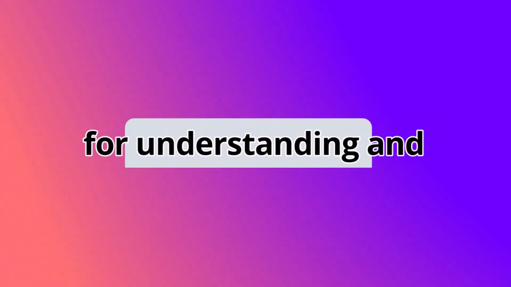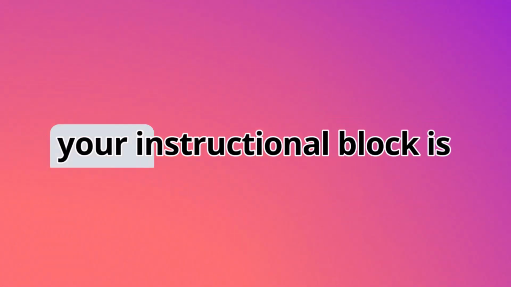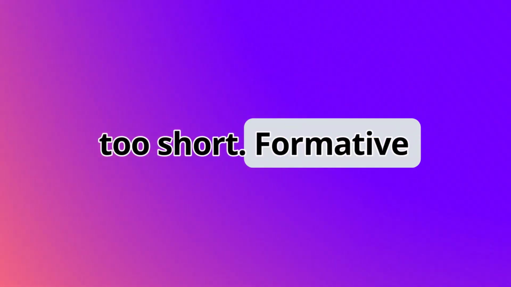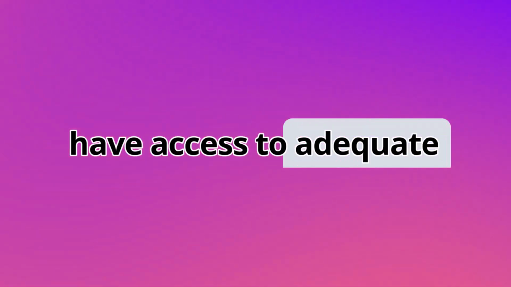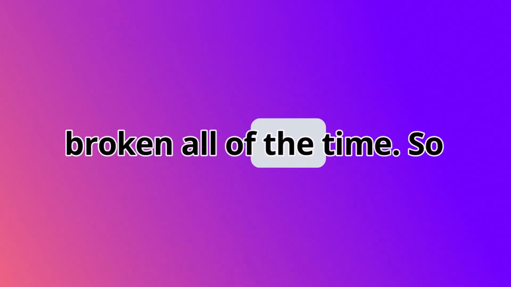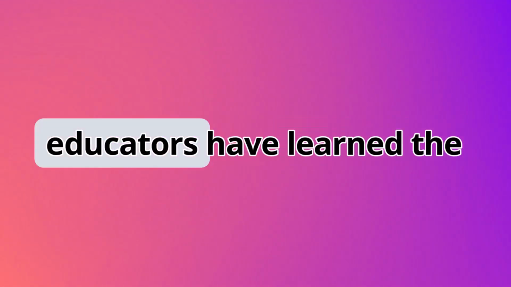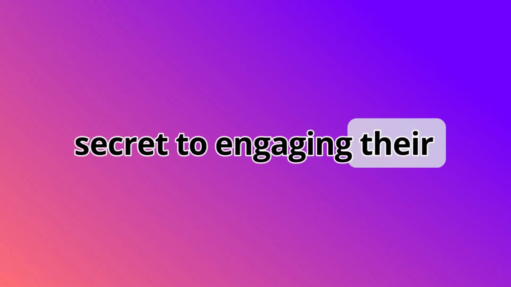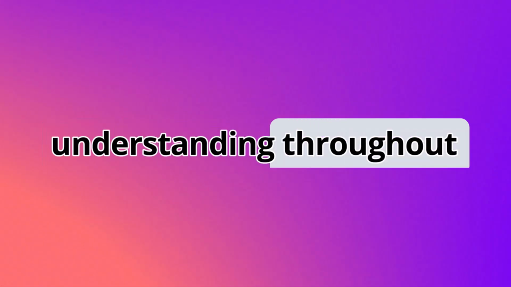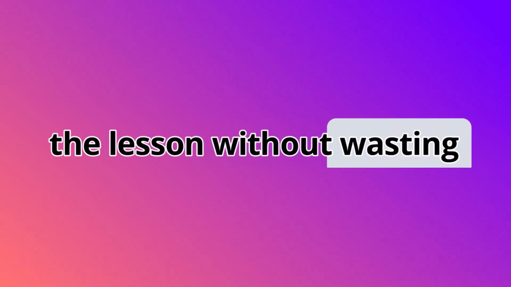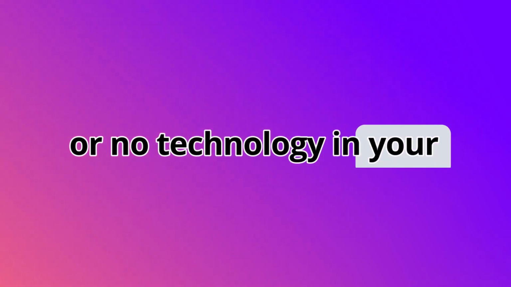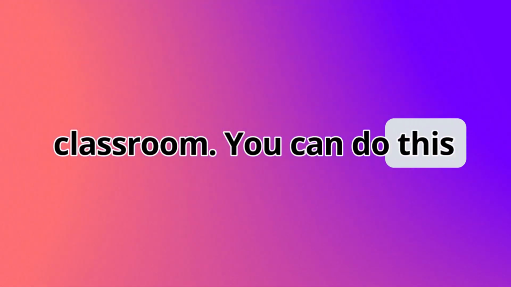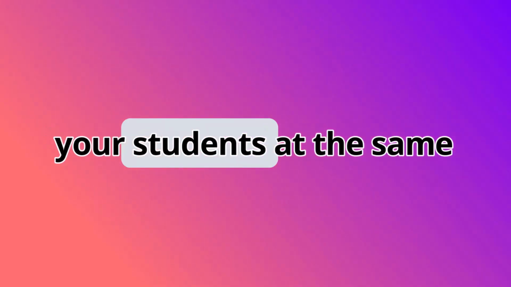So are you struggling to engage 100% of your students and check for understanding and mastery? The problem is your instructional block is too short. Formative assessments can take up a lot of time, and you don't have access to adequate technology, or it's just broken all of the time. So some highly effective educators have learned the secret to engaging their students and checking for understanding throughout the lesson without wasting time, even if there is little or no technology in your classroom. You can do this effectively, and you can engage your students at the same time.